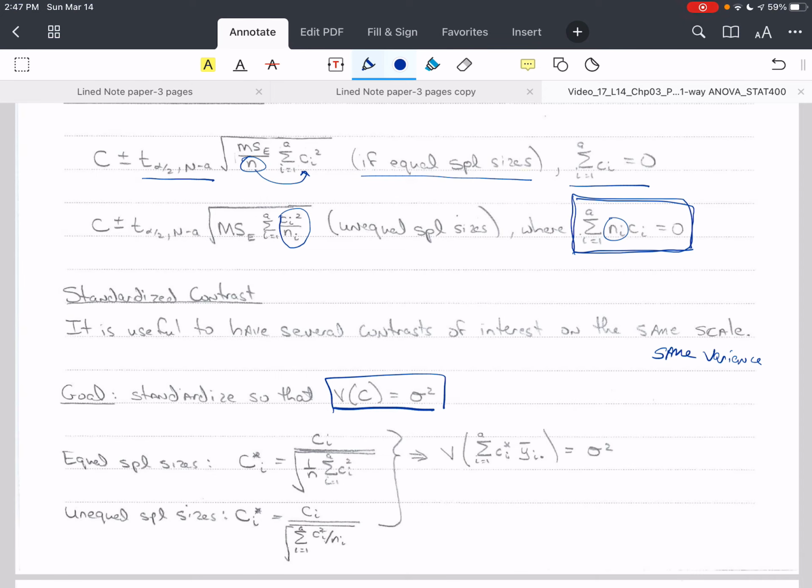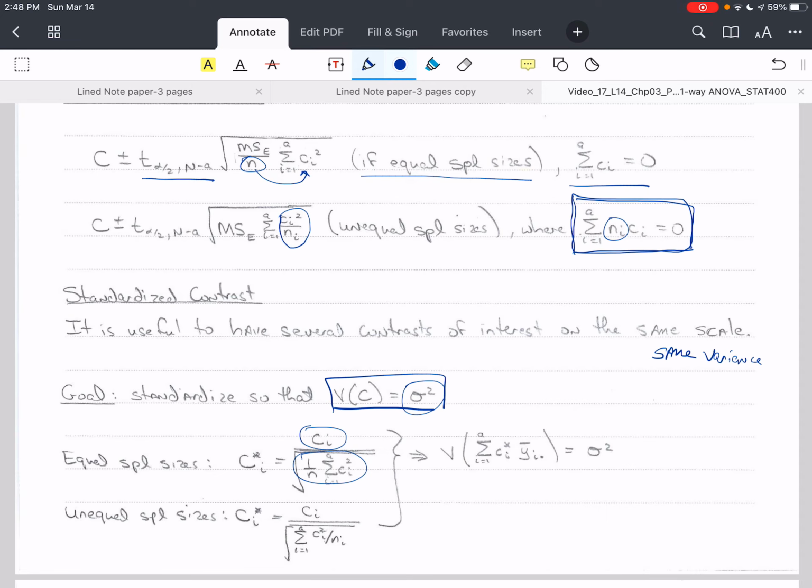So what we do is we take Ci and we divide by everything except MSE, because we're going to keep sigma squared in this. So we divide by the square root of the variance, but dividing out sigma squared, so no sigma hat or MSE there. And so it's 1 over n sum of Ci squared. This is for, of course, balanced, so equal sample sizes.